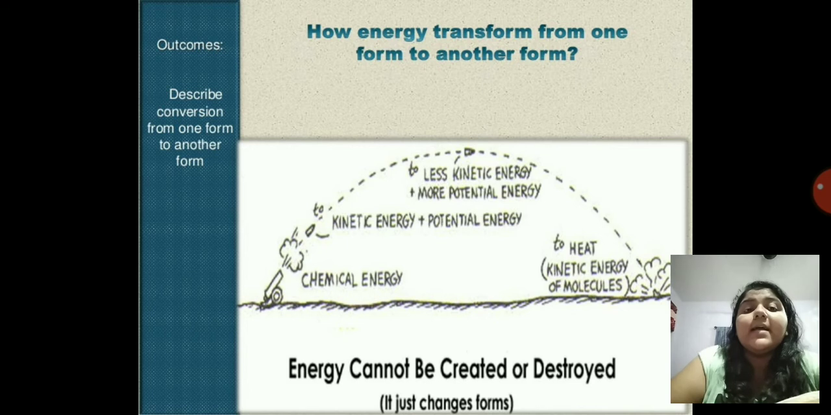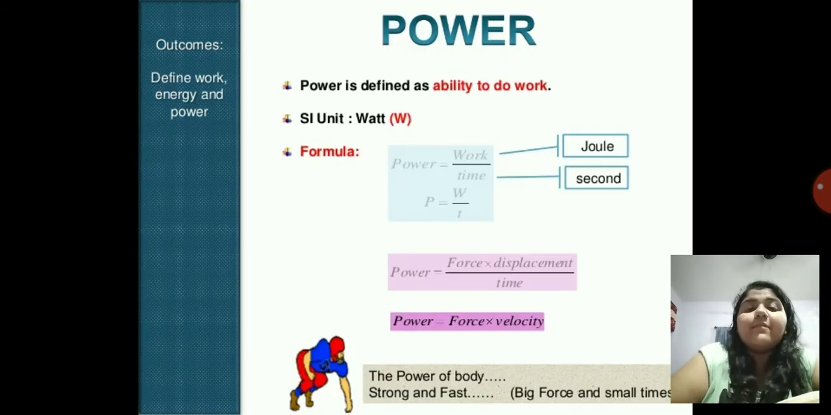So the chemical energy is converted into kinetic energy, into potential energy, into heat energy, and heat energy is again converted into kinetic energy. So what happened here? The energy was not created or destroyed at all, it was just transferred from one form to another form. Now we have covered what kinetic energy is and what potential energy is. We have derived both equations, we have seen the conservation law, and now we are going to see power.